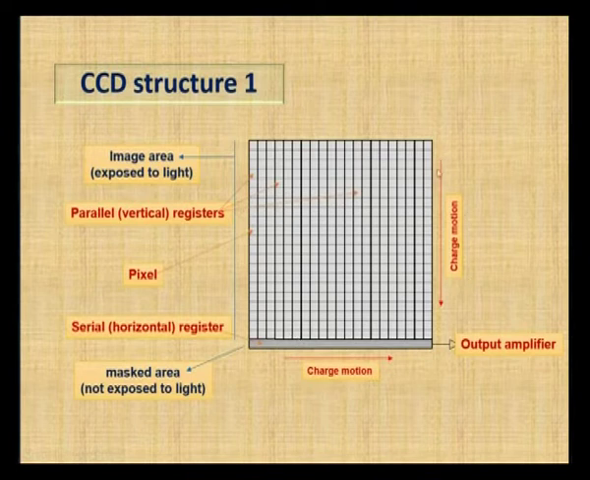This is the motion of charge, the direction in which the charge will be moving, and this is the charge motion in the horizontal register, and then it is fed to the output amplifier. This is a masked area not exposed to light. Because this is masked, only this part is called the image area. This is masked and it is not exposed to light.